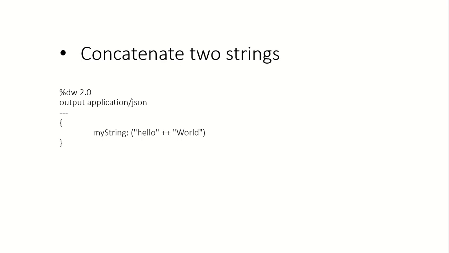object with the key as my string and the value as the concatenation of two strings, hello and world. The concatenation operator is ++. The output of this particular operation is hello world.